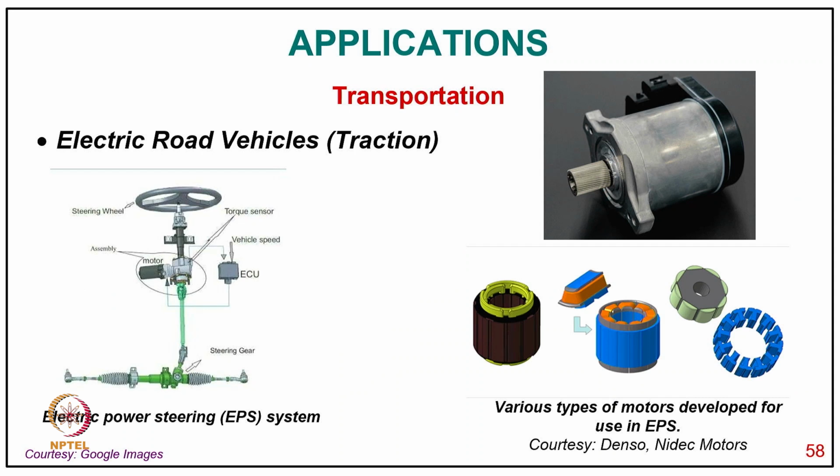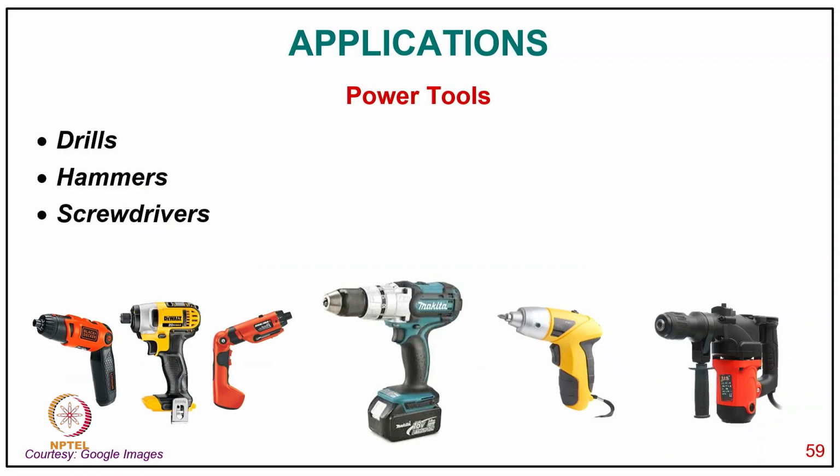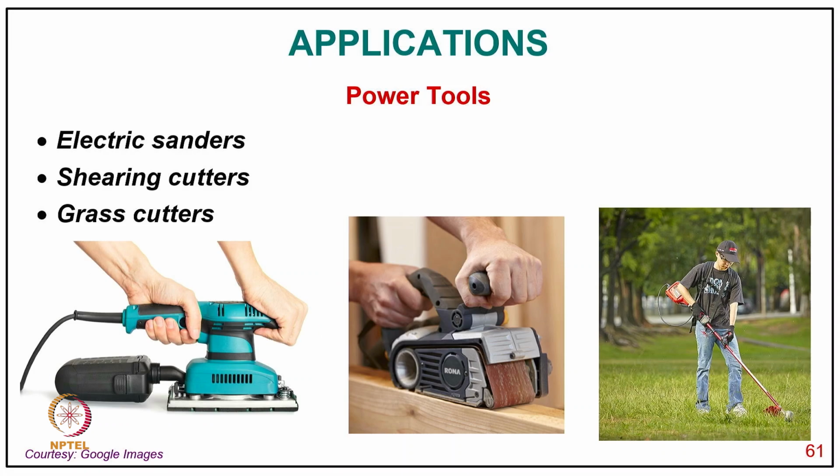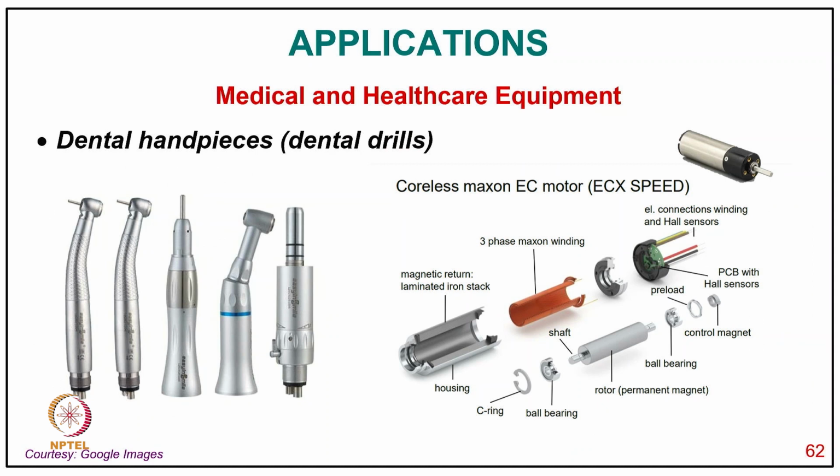And your steering, EPS motors, there are various types of motors developed for use in EPS system, as you can see the part of these motors also. Then the power tools like drill, hammer and screwdrivers, because they are mainly sometimes you can call it the standard operation with the battery operation, so energy efficiency is very important for these tools. Then grinder, polisher and saw. Then electric sanders, hair cutters and grass cutters. Then dental handpieces, as you can see in the photograph the different kinds of motors.